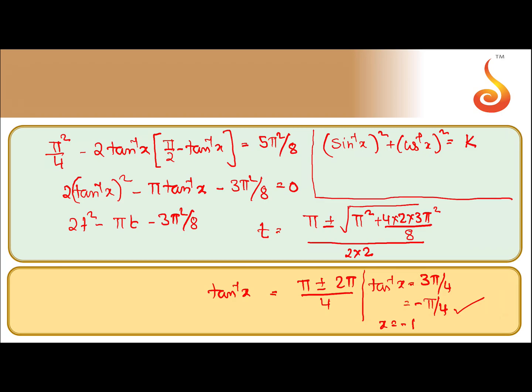I hope this quadratic equation, I have not simplified it because the simplification you all can do. So pi square by 4 minus 2 tan inverse x times (pi by 2 minus tan inverse x) equal to 5 pi square by 8. So you get a quadratic equation. You calculate the t value. Two possibilities. This is why it is not in the principal angle. Okay.